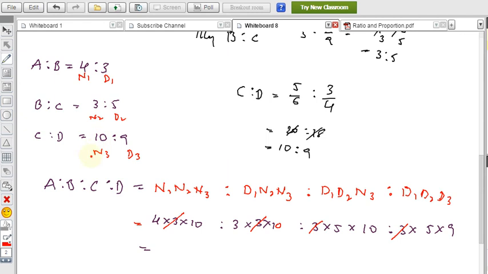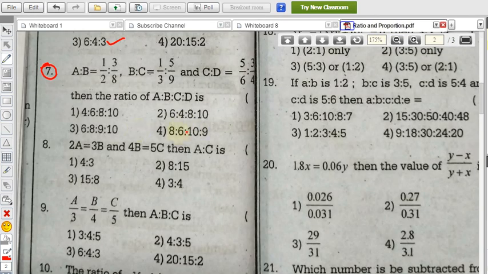Then the rest of the thing is in the 5 table. You can cancel if it is in all 4 terms. Every term should have it, then only you can go for cancelling. 5 twos are 10, 5 ones are 5. The remaining: 4 twos are 8, 3 twos are 6, 10, 9. So this is A is to B is to C is to D: 8, 6, 10, 9.